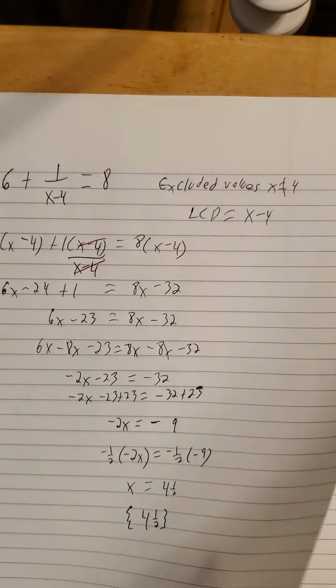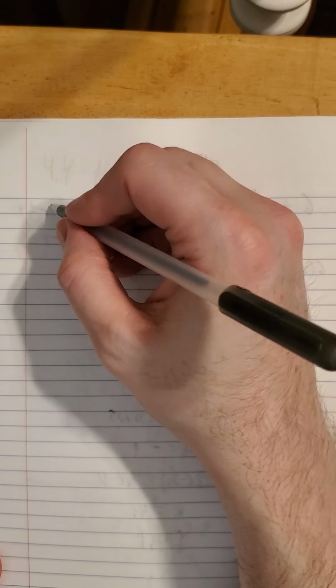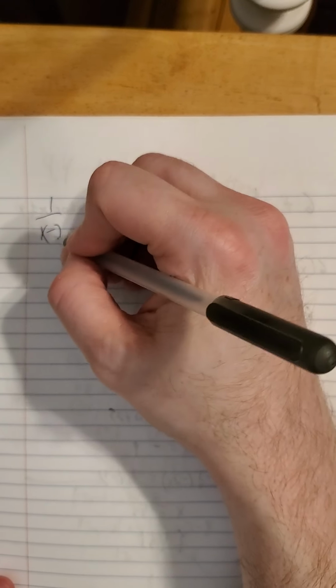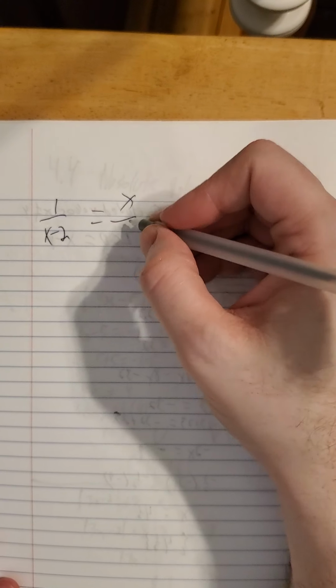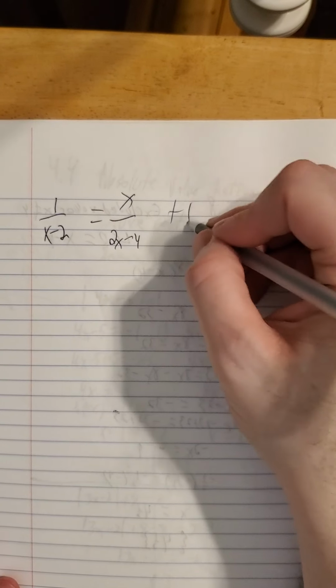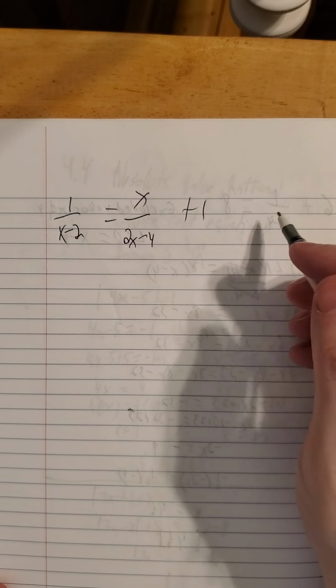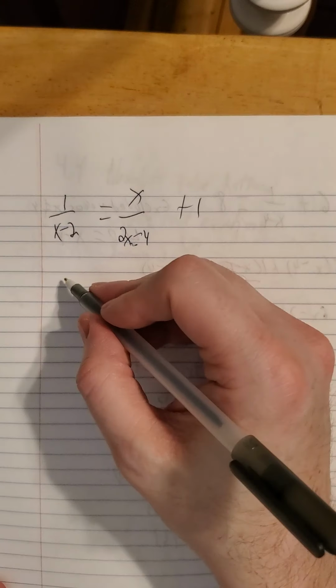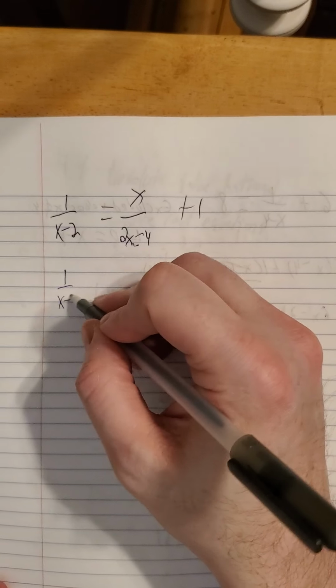Okay, a couple more rationals, and then we'll get into our friends, the radicals. Alright, so we'll do the next one. The reciprocal of the difference of x and 2 is worth x over 2x minus 4 plus 1. This one I do see a little bit of factoring I can do in that second denominator, so we'll go ahead and do that.